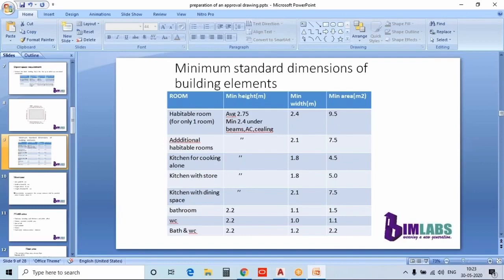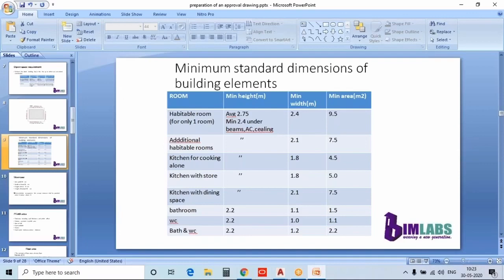With an average of 2.75 meter or a minimum of 2.4 meter under beams and slabs and ceilings. And you have to provide a minimum width of 2.1 meter with a minimum area of 7.5 meters square. That means if the purposes increase, like if not only kitchen but we have a storeroom also, and if you have dining space also, then the minimum area requirement will be more. That is, now for the kitchen with dining space, you have to provide a minimum area of 7.5 meters square.